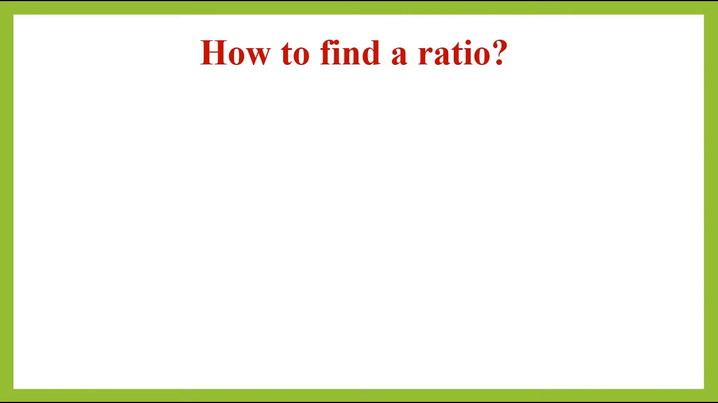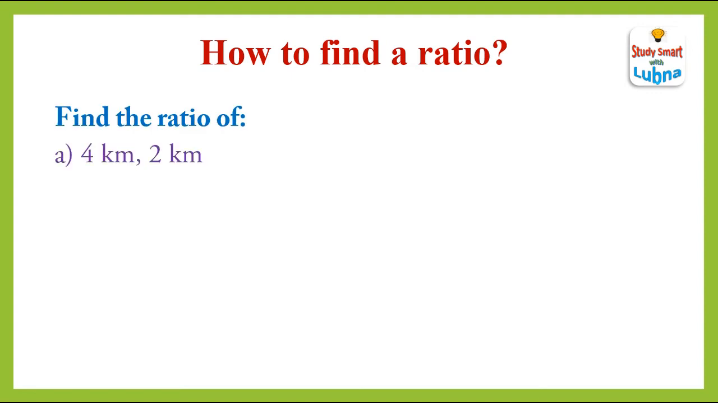How to find a ratio? We have to find the ratio of two quantities, 4 km and 2 km. Here you can see both the quantities are like or same because they have the same unit, kilometer and kilometer. So we can find the ratio very easily. Let's begin the solution. We will write the ratio as 4:2.